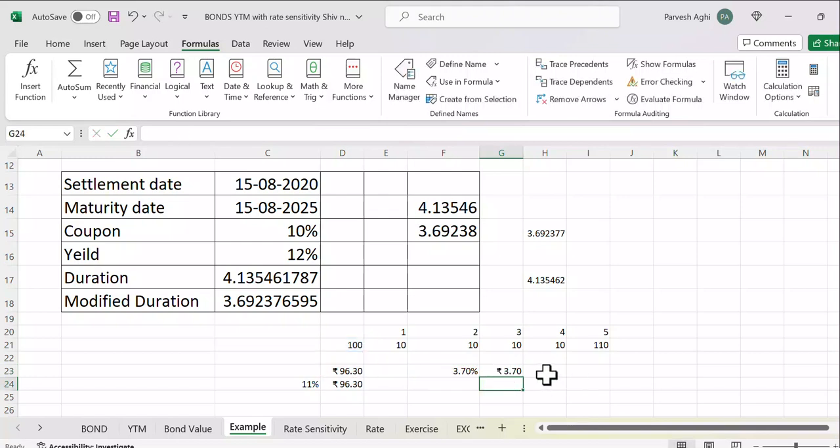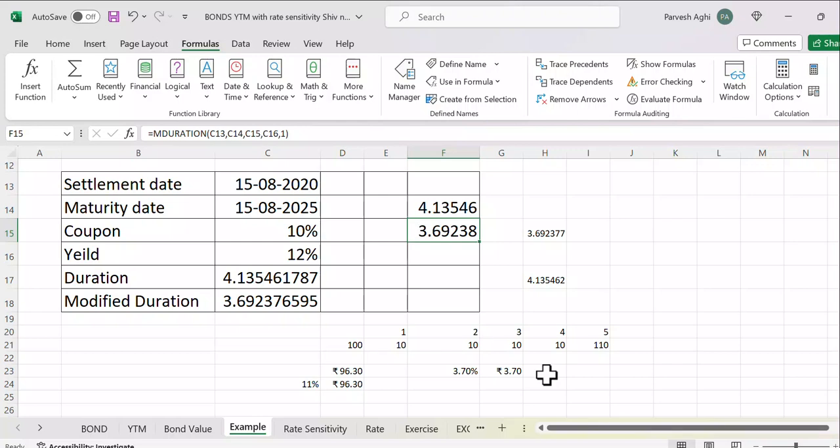So how much you are losing? How much you are losing? 3 rupees 70 paisa. On what price? On 100 rupees. So how much it is? 3.7%. 1% bond drop hua. How much you lose? 3.7%. And see the modified duration. What it's telling you? 3.69%. Very near to what you calculated yourself.